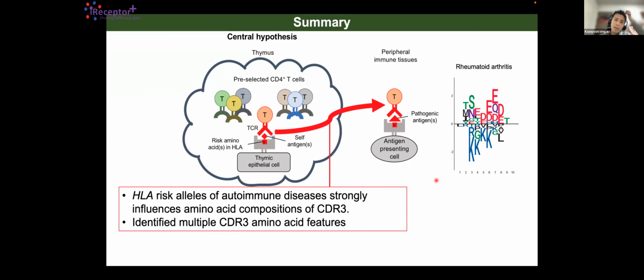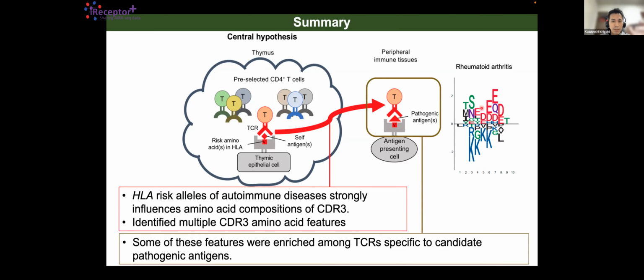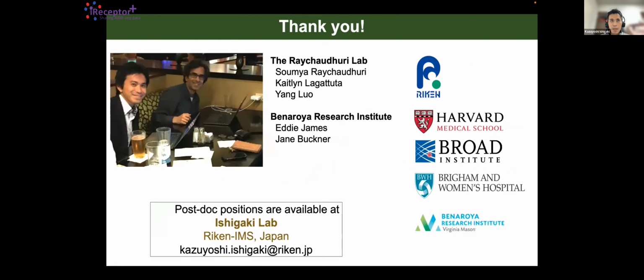So in summary, we wanted to provide genetic evidence supporting our central hypothesis, and we demonstrated that HLA risk alleles of autoimmunity strongly influence CDR3 amino acid composition, and we found disease-specific patterns like this. And the CDR3 score analysis showed that some of those features were enriched among T cells specific to candidate pathogenic antigens. So this is a summary of the findings, and yeah, this is the acknowledgement.